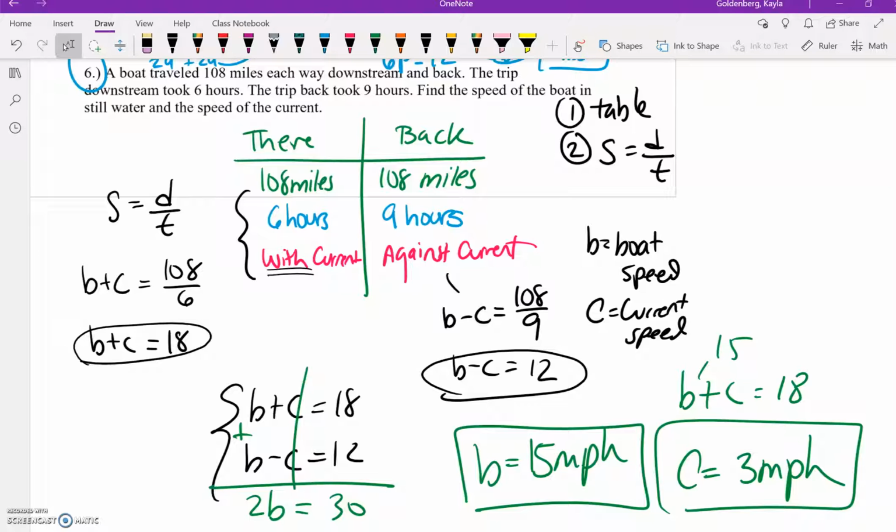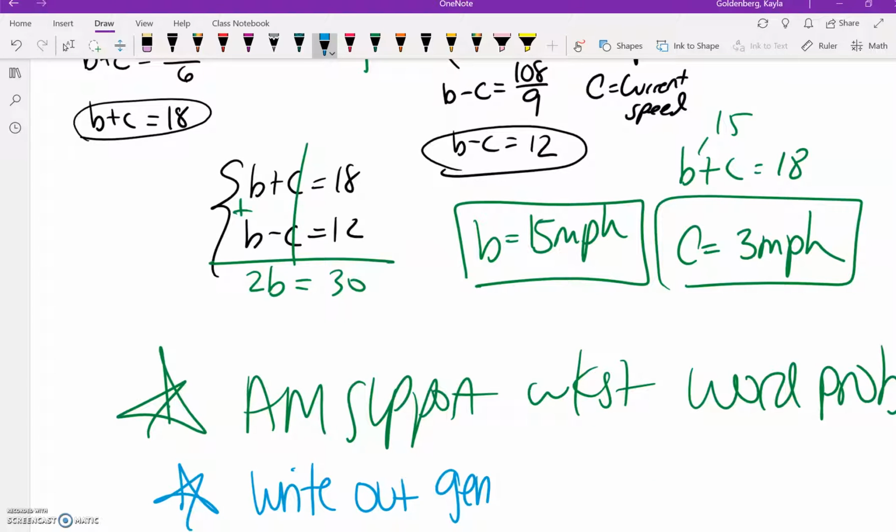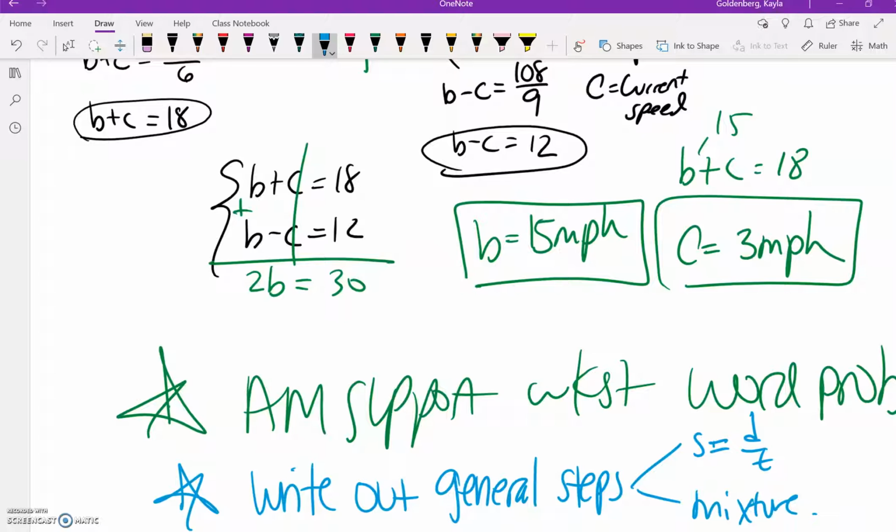So a good study strategy, right, would be, on the support worksheet, try and write out general steps for the speed equals distance over time problems, as well as your mixture problems. Try and think to yourself, what are the general steps that I do every time? You could write out an example problem, but that will help you consolidate your understanding of recognizing and seeing the patterns in the problems.